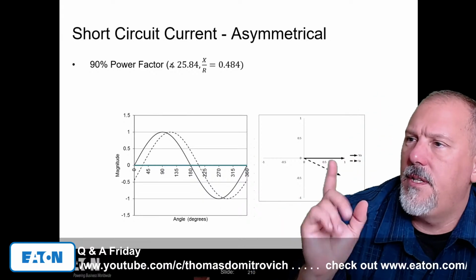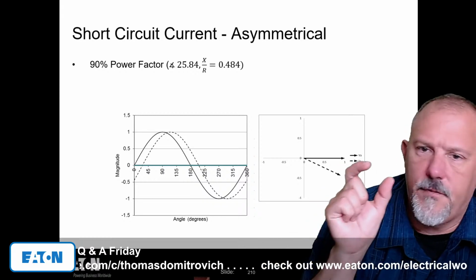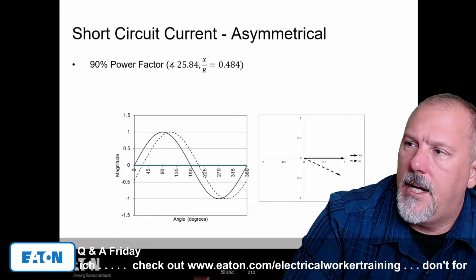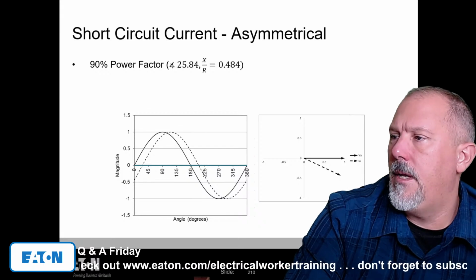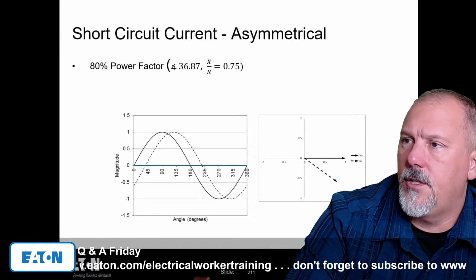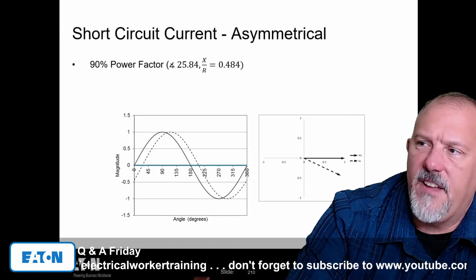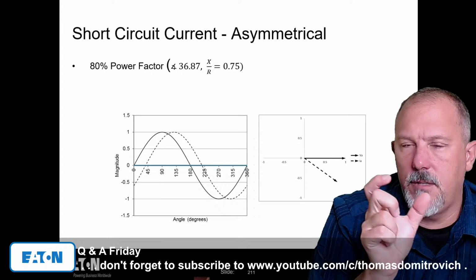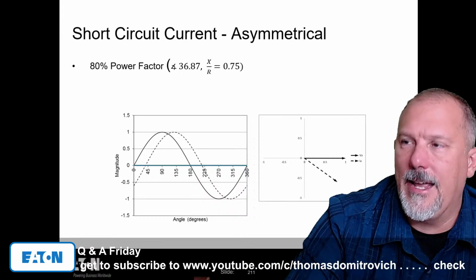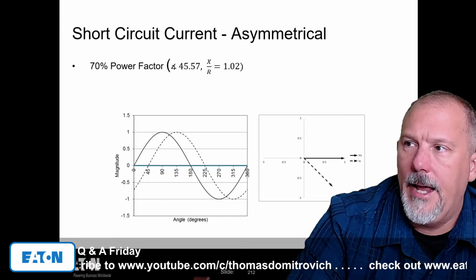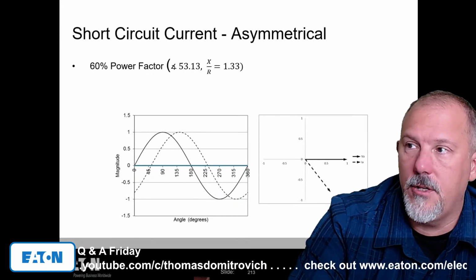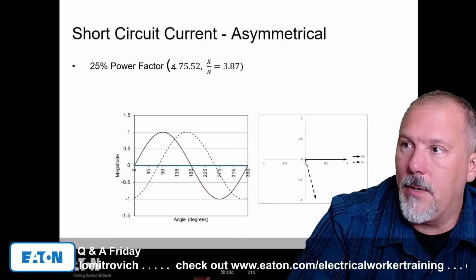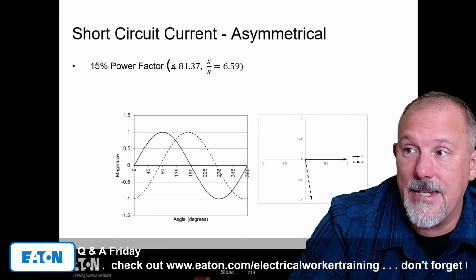And what this does is it shows you the phase angles and the difference. So this is a 90% power factor. Your delay between voltage and current is pretty close. So then your angle was, what, 25.84 degrees. And then as you go to 80%, now you have a better separation between your voltage and current. It's that lagging factor. Then as your X to R ratio increases, you look at your X to R: it's 1.33 now, it's 1.73, it's 3.87, it's 6.59.